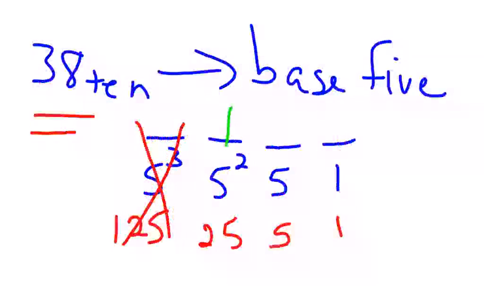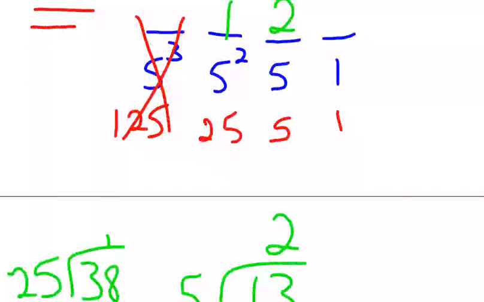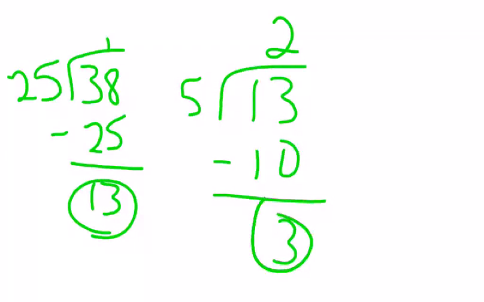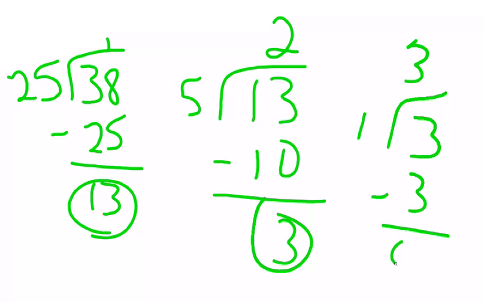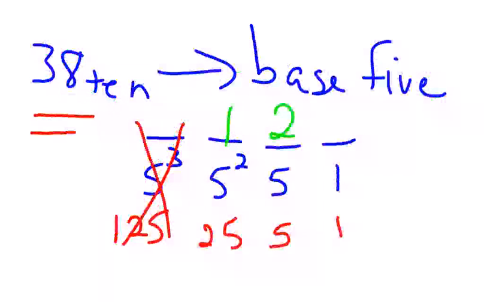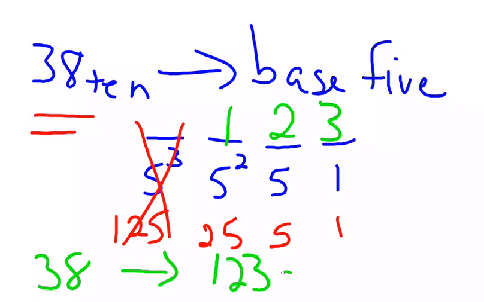So now our next digit is a 2. And we do the same thing with the last one. So our remainder is 3, and we take our next place value 1. 1 goes into 3 3 times. Nothing left over. So that is our final digit. So 38 base 10 converts to 1 2 3 in base 5. Let's try another one.